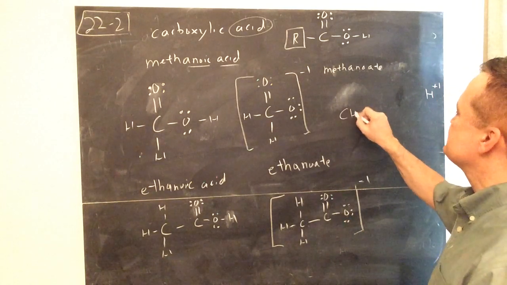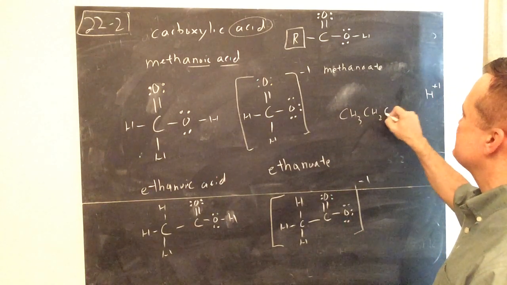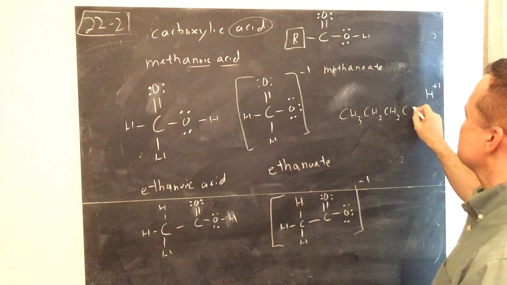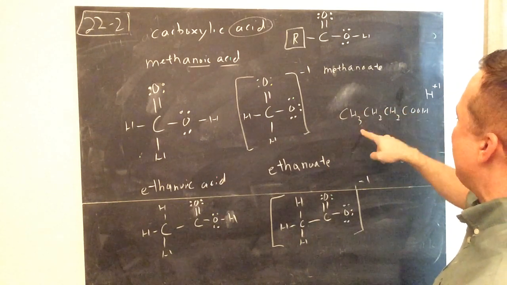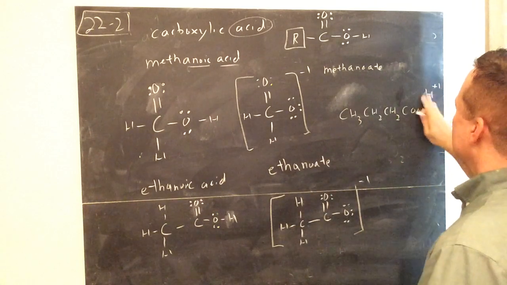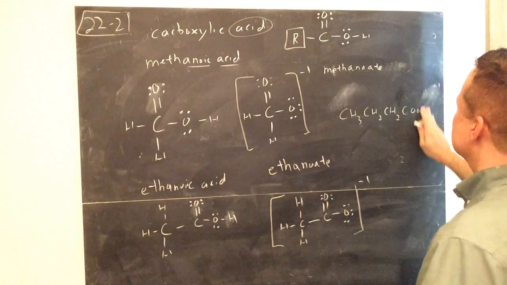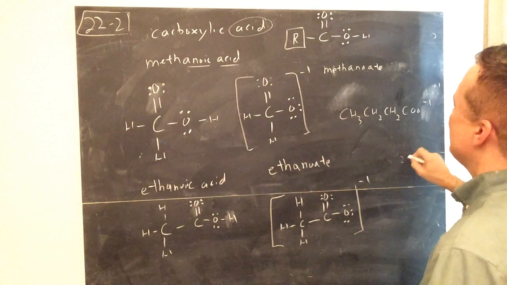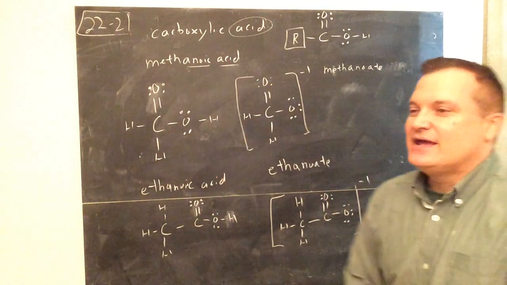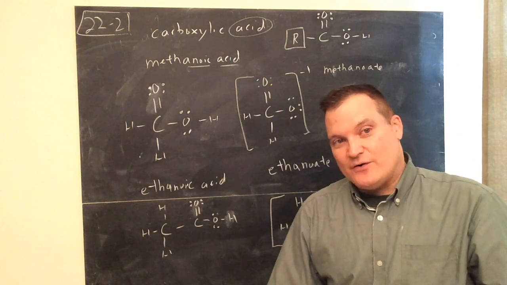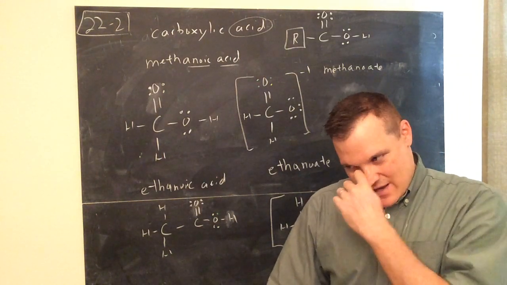If I wrote CH3, CH2, CH2, COOH, that would be 1, 2, 3, 4. That would be butanoic acid right there. And then butanoate would be COO -1. Butanoate, 4. And butanoic acid is found in, you have smelled butanoic acid before.